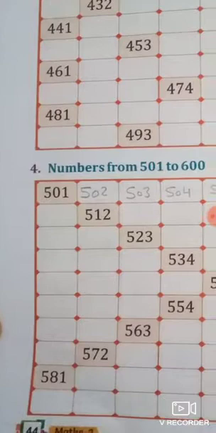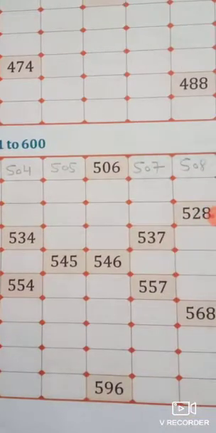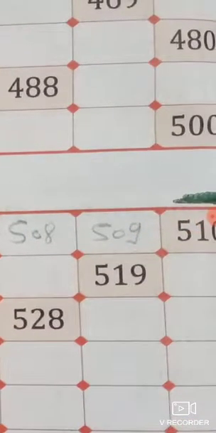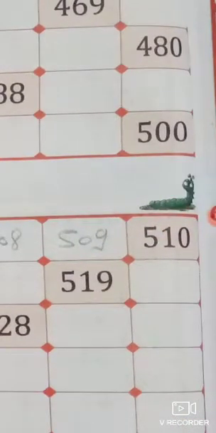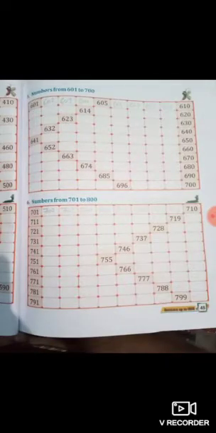The next question is the fourth, numbers from 501 to 600. 501, 502, 503, 504, 505, 506, 507, 508, 509, 510, and so on. It is very easy to fill, so you will fill it yourself. The next question is numbers from 601 to 700. You can do it yourself.